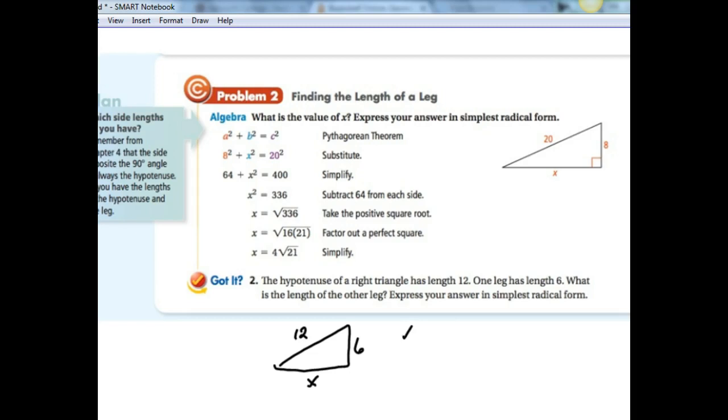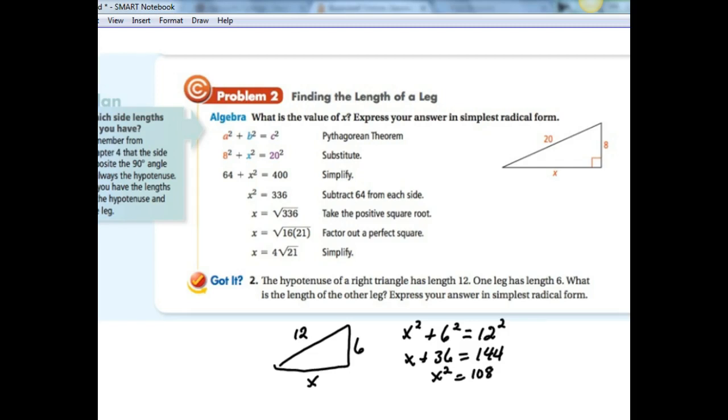Remember, it is leg squared, which is x squared, plus the other leg squared, which is going to be 6 squared, ends up being the hypotenuse squared, which is 12 squared. Okay? So x squared plus 6 squared equals 12 squared simplifies into x squared plus 36 equals 144. If I then subtract the 36 over, I'm going to get that x squared equals 108.